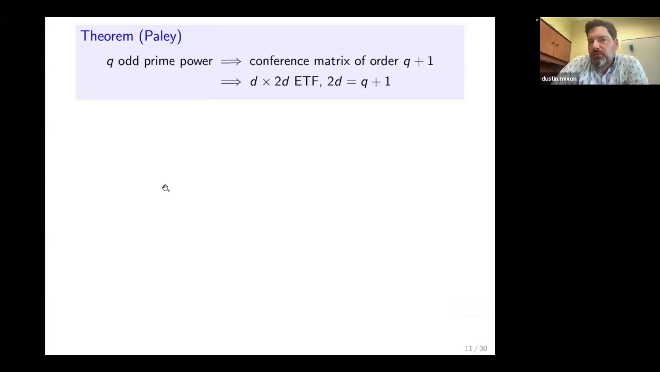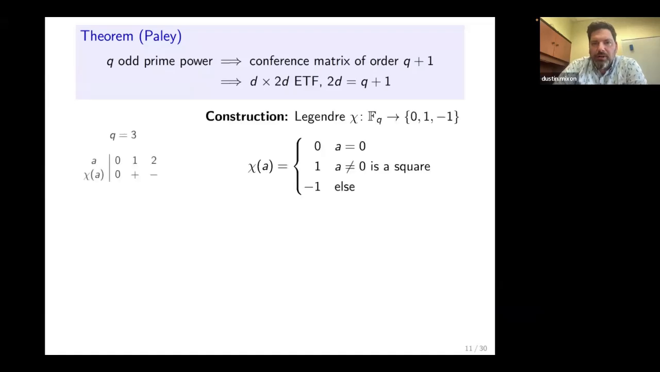The most popular example of a conference matrix is the Paley construction. You can do this whenever Q is an odd prime power, and what you're using is the Legendre symbol. So this is a function that receives a member of F_Q and asks, hey, are you 0? If so, it outputs the number 0. If not, it's sitting inside of the multiplicative subgroup of F_Q. So then it asks, hey, are you a perfect square?